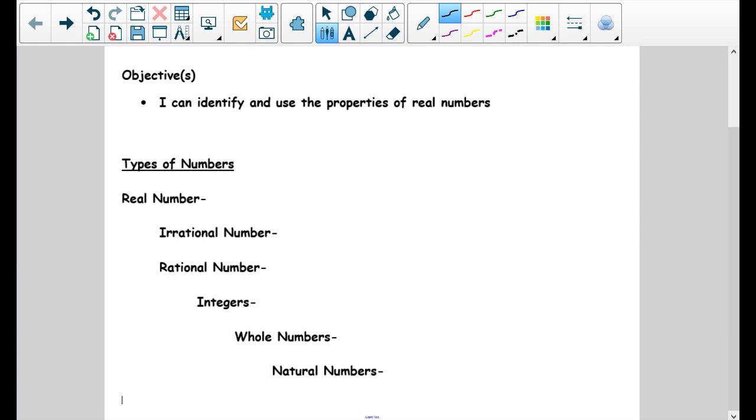What are the natural numbers? I kind of combine these two together, natural and whole numbers. What are they? 0, 1, 2, 3. So the whole numbers include 0, 1, 2, 3. If you want to get real technical, natural numbers are just the counting numbers, not including 0. Okay.